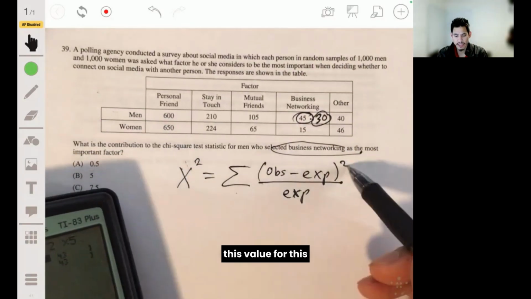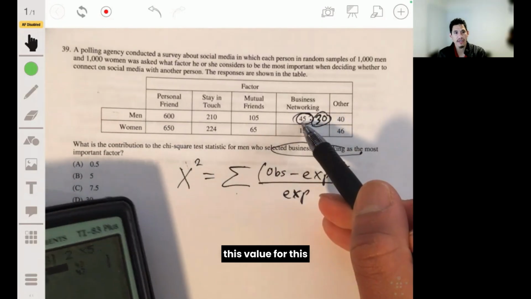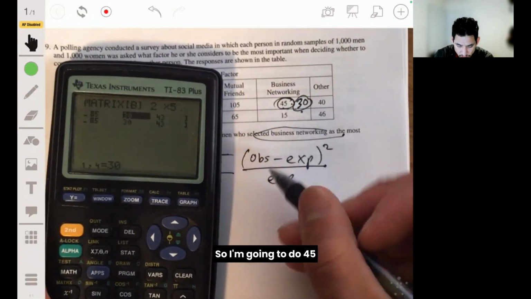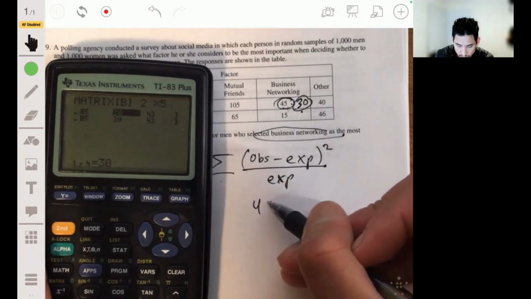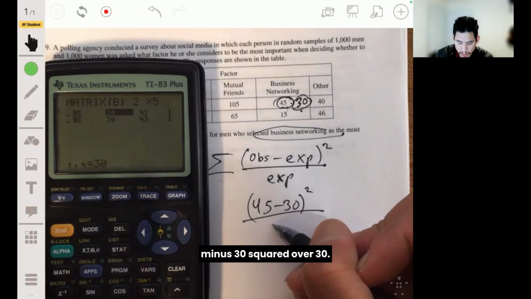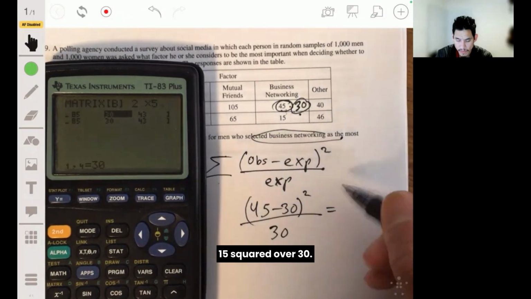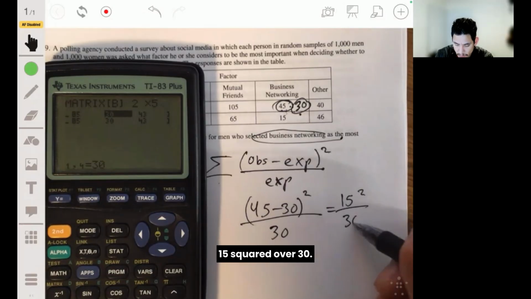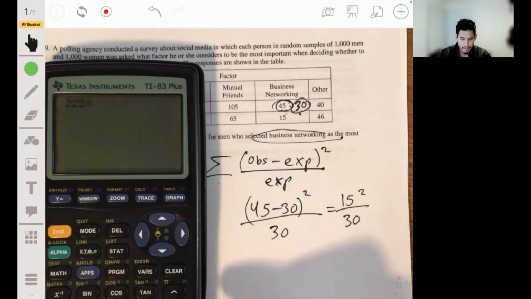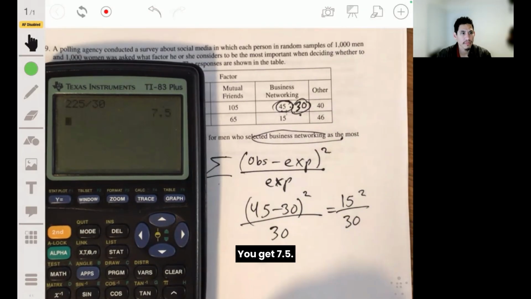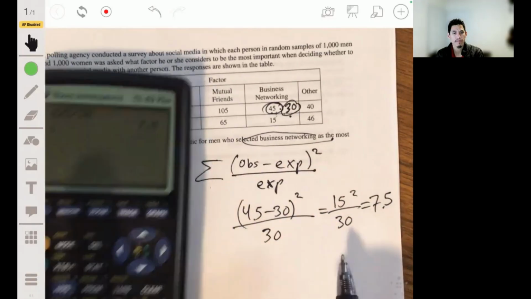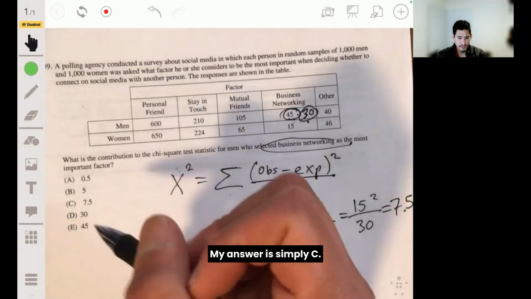So I just want to calculate this value for this observed and expected count. I'm going to do 45 minus 30, squared, over 30. 15 squared over 30. 225 over 30. It's 7.5. That's your answer.